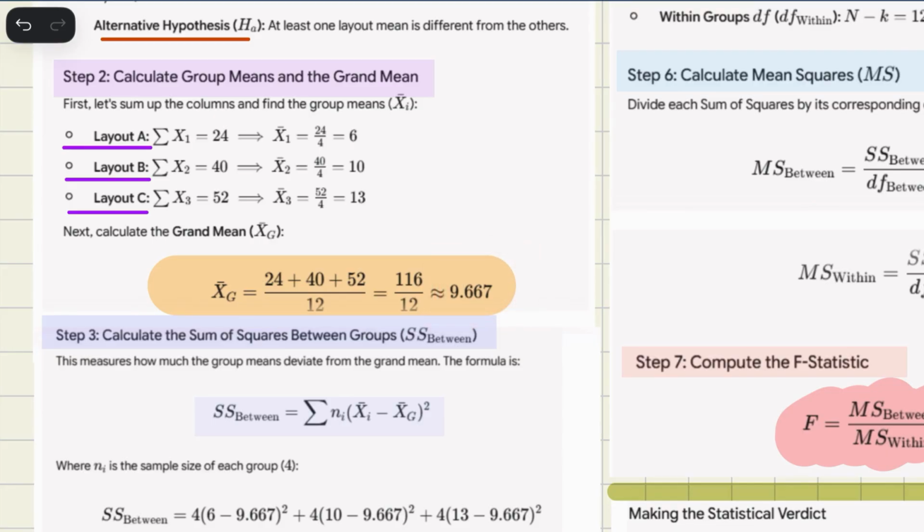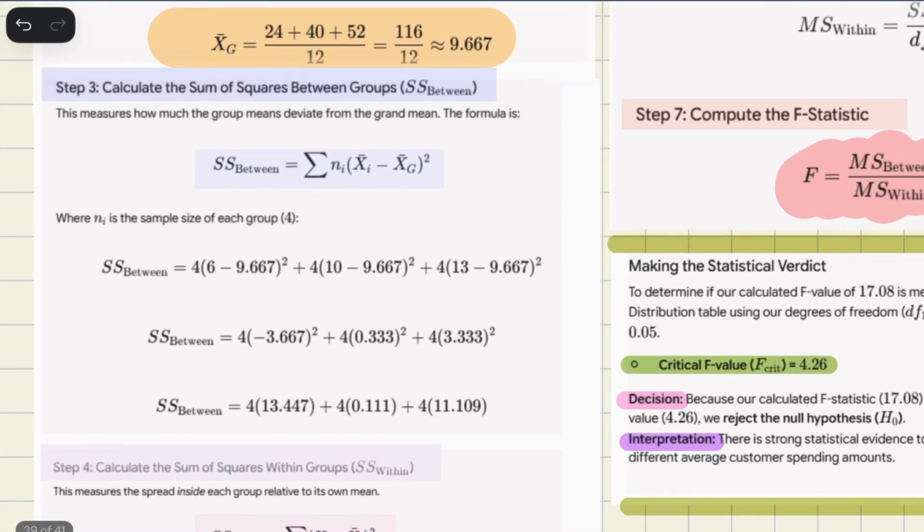Now we come to step 3. In step 3 we calculate the sum of squares between the groups. This component measures the variance caused entirely by our website changes. It tracks how much our individual group means deviate from the overall grand mean. So the formula is the summation of the sample mean minus the grand mean, squared. We plug this formula in for all the groups.